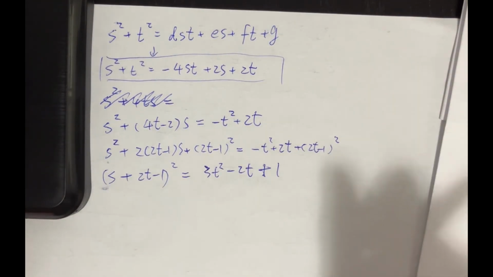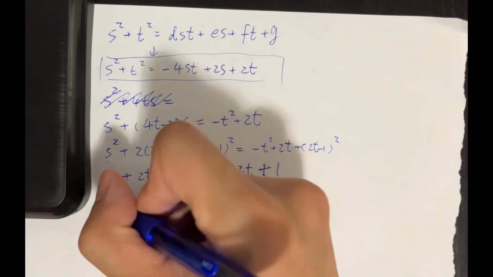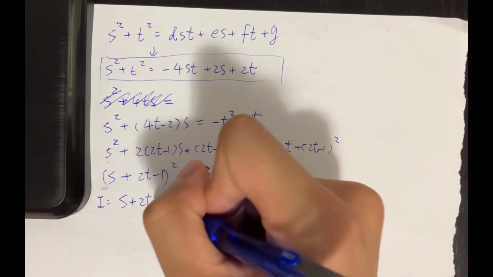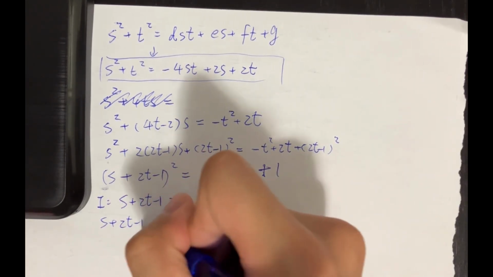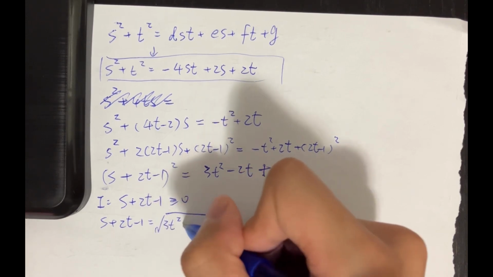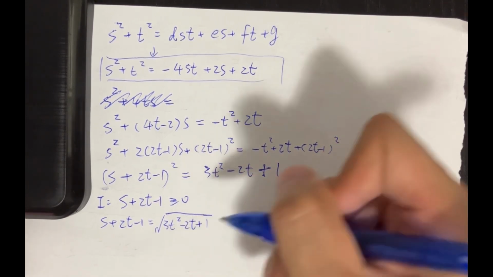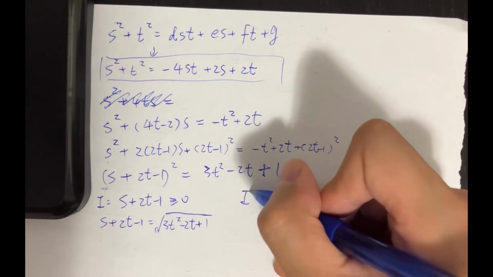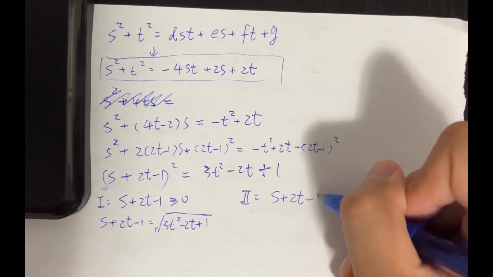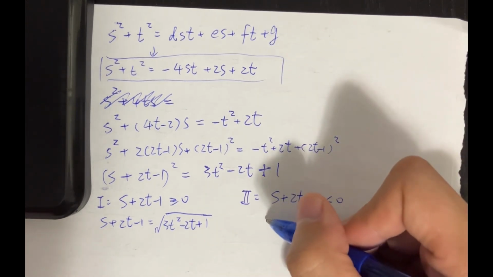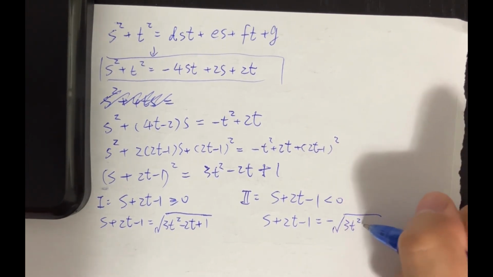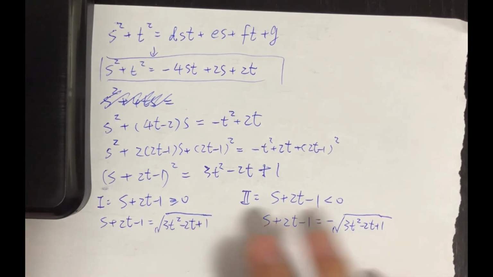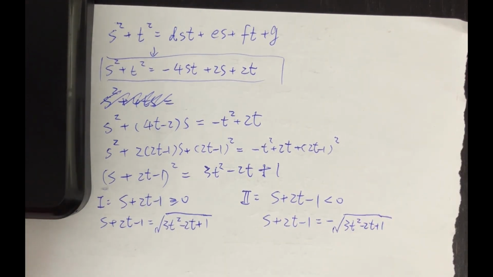And of course, we will have two situations to deal with. Case number 1, the bunch of things within the bracket is non-negative. It follows that s plus 2t minus 1 is the square root. Now we see something under the square root, right? And case number 2, the thing within the bracket is negative, and it is in fact negative the square root. And the thing under the square root sign has to be a rational, and that is why this problem is a bit challenging.